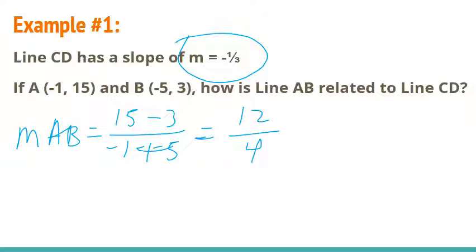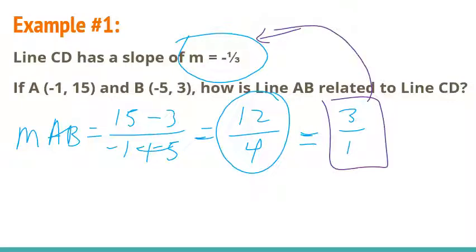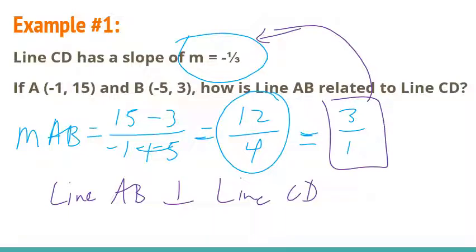Now, here's something really important. If you just stop right here, you're going to say, well, these lines probably aren't related at all. 12 over 4 is not the same as -1 over 3, and it's not a negative reciprocal. It's really important that you reduce fractions to their lowest form when you're looking for negative reciprocals. So let's think a little deeper here. 12 over 4, well, that's actually just 3, or 3 over 1. And 3 over 1 is, in fact, a negative reciprocal of -1 over 3. So we can say with certainty now that line AB is perpendicular to line CD because their slopes are negative reciprocals.